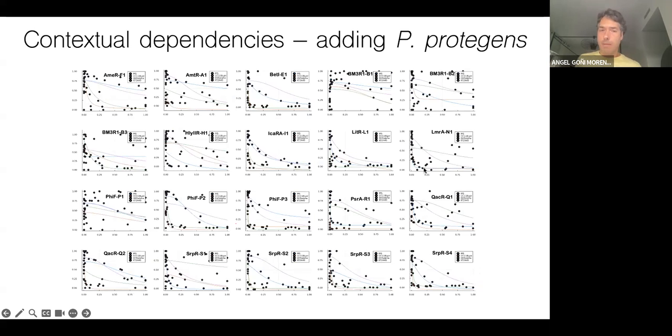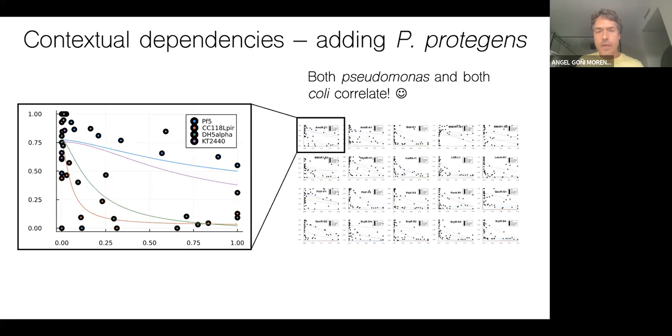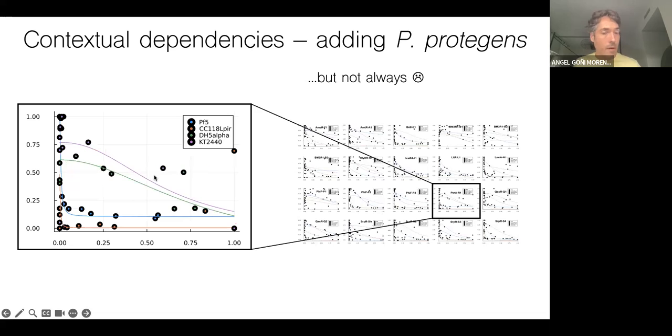We are extending this more and more. Here, for instance, we are adding Pseudomonas protegens to the game. Before we were using 2 strains of E. coli and 1 Pseudomonas putida, and now we are using Pseudomonas protegens, so 2 different Pseudomonas. And we have a very interesting fact, that both Pseudomonas, here is the PF5 and the KT2440, so the blue line and the purple line, both Pseudomonas behave quite close in comparison to the 2 E. colis that we are using in most of the examples. But in some of them, it is not the case.